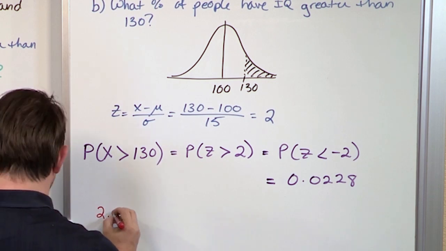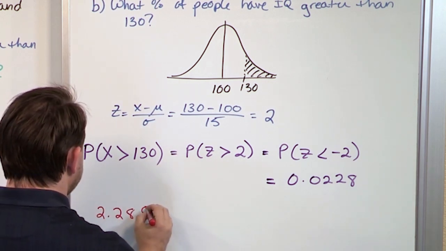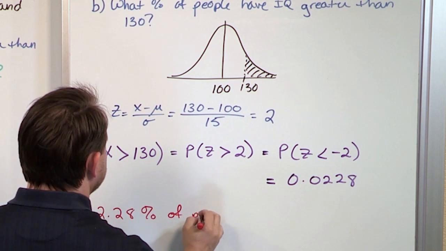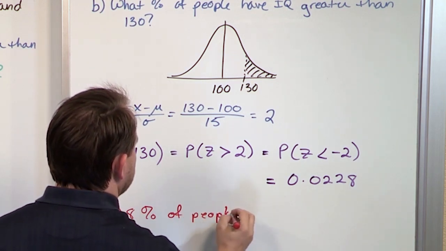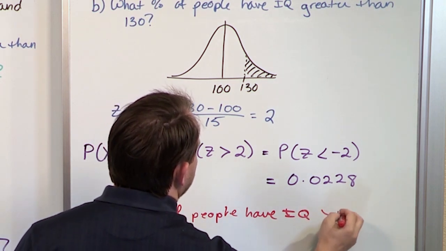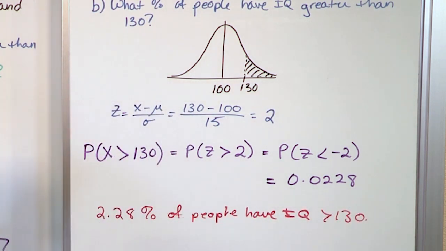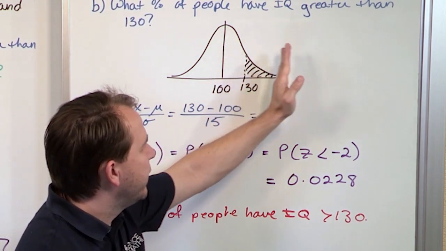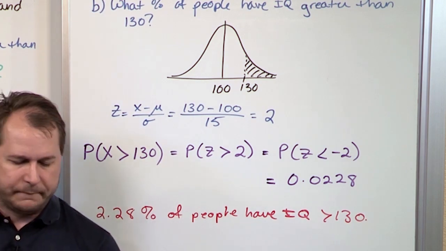So we'll say 2.28% of people have IQ greater than 130. 2.28%. That's a fairly high IQ. Anything greater than that, you're starting to get into serious high IQs.